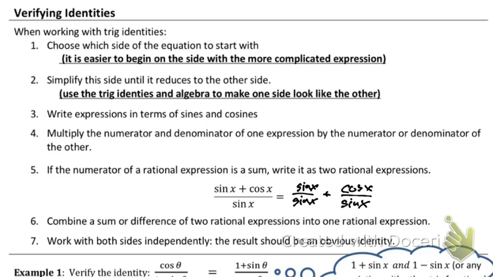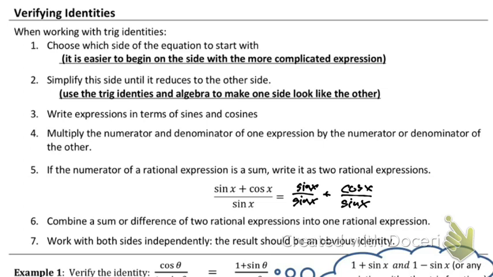A big mistake I saw people do on the test last year is if they had sine x plus cosine x in the denominator, they split it apart. Doesn't work that way. It only works if it's in the numerator like this. It has to be in the numerator to split it apart. All right, combine the sum or difference of two rational expressions into one rational expression. And another idea is work with both sides independently. The result should be an obvious identity.